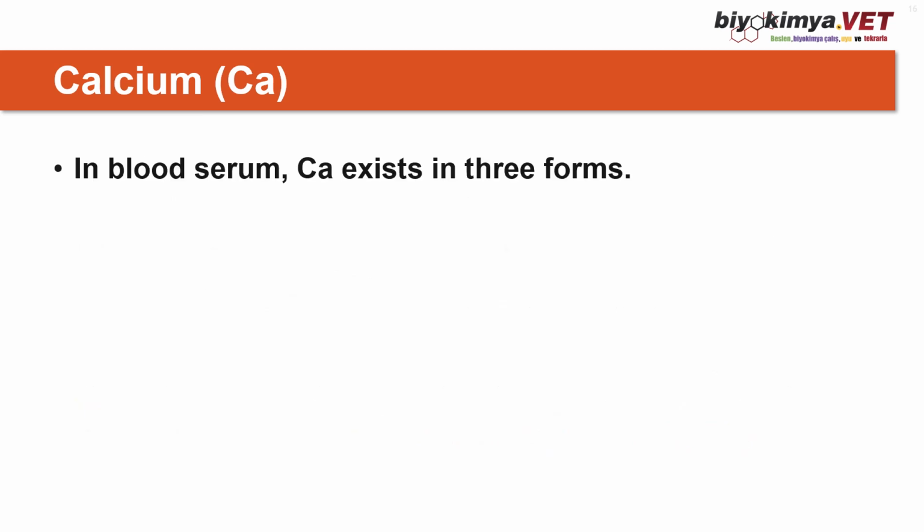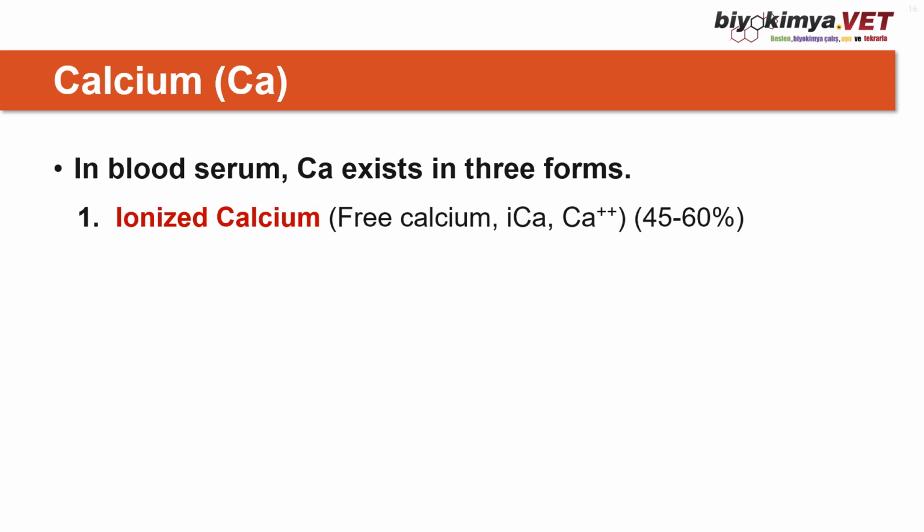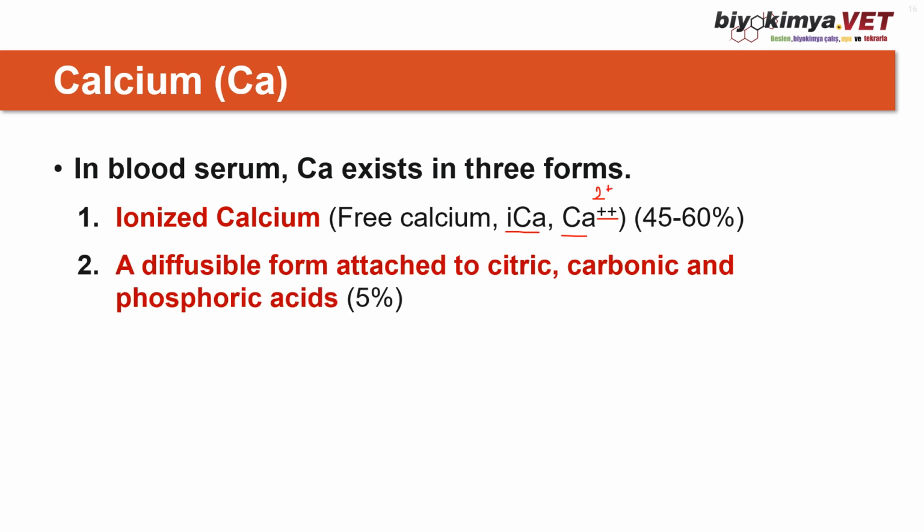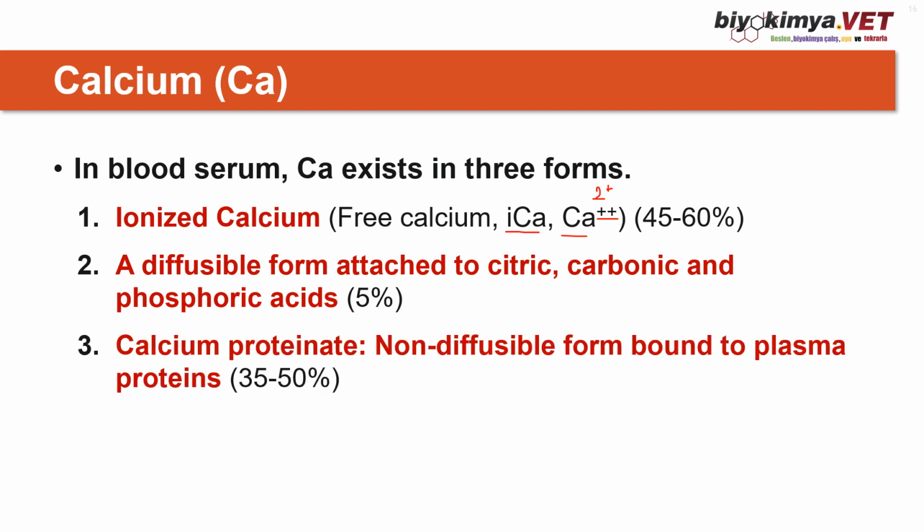In blood serum, calcium exists in three forms. Actually, not only for blood serum, we can say calcium exists in three forms in the body. The first is the ionized calcium. We also call it the free calcium, and there are two abbreviations, iCa and Ca2+. The second is a diffusible form attached to citric, carbonic, and phosphoric acids. The third is a non-diffusible form, the calcium proteinate, bound to plasma proteins.